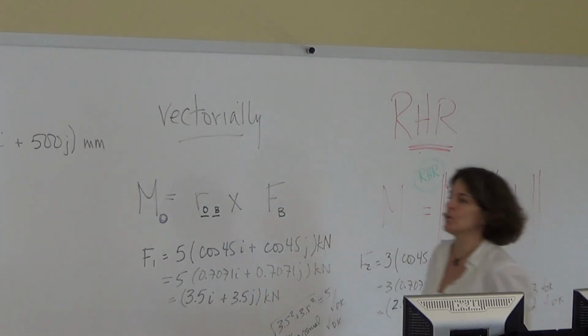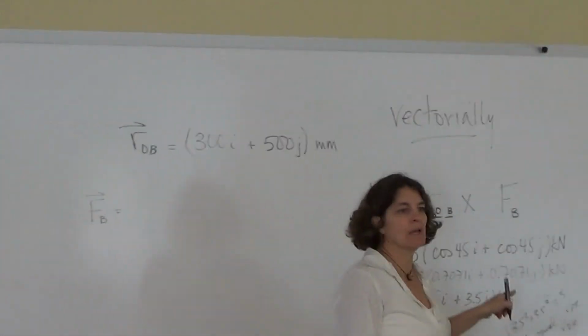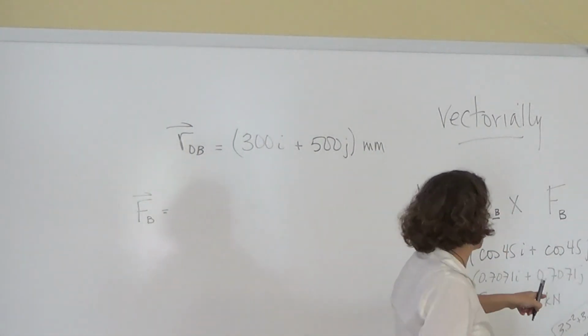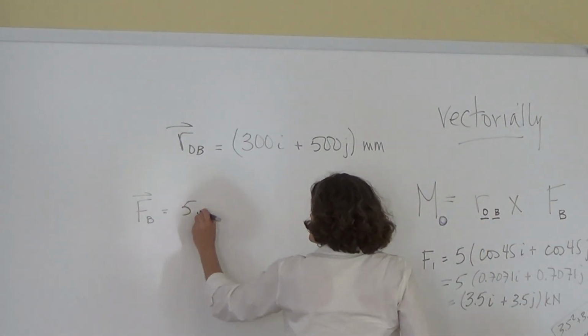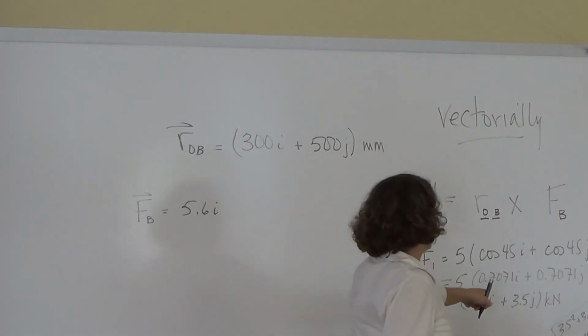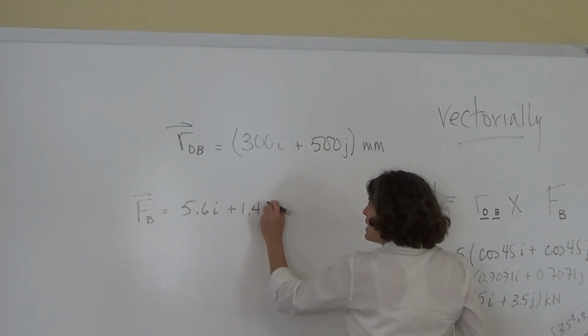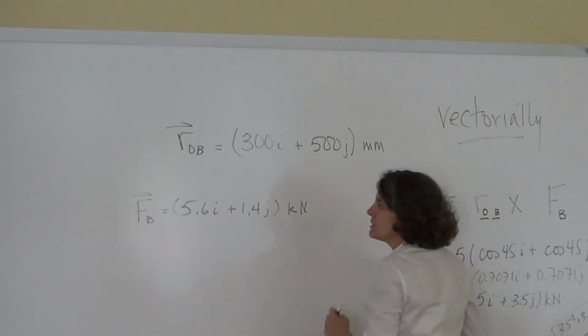So what is the total force at B? It's going to be the sum total of these two together, right? We have F1 pulling it up to the right and F2 pulling it down to the left. So that's 5.6 i plus 1.4 j. Does everybody agree?